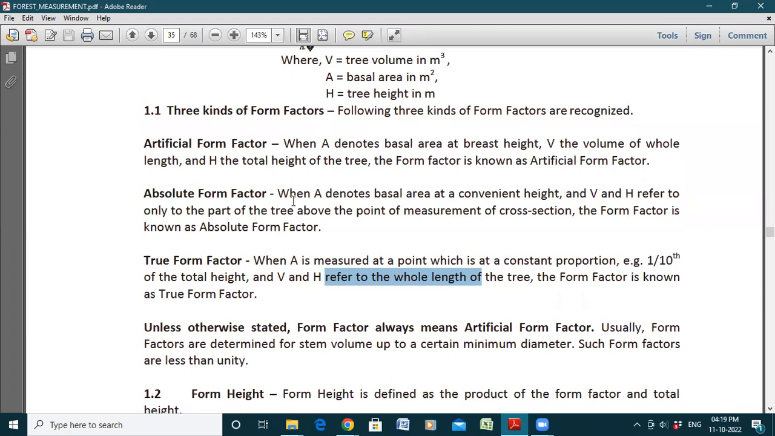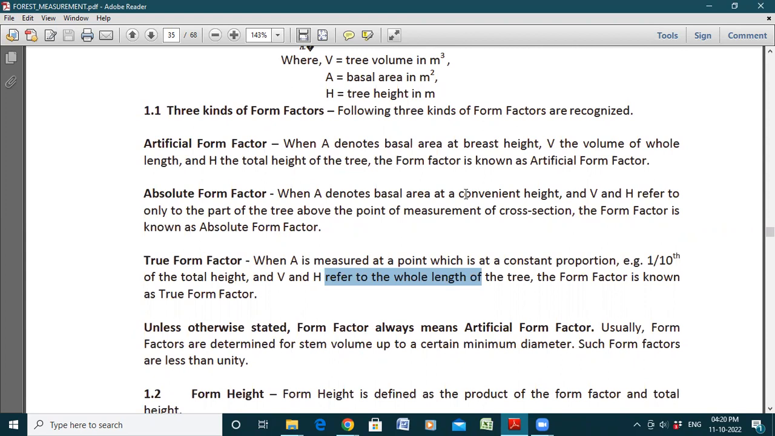Then absolute form factor means when A denotes the basal area at a convenient height. Okay, and V and H refer only to the part of the tree above the point of measurement of the cross section, and this time this form factor will become an absolute form factor. If we consider A at a convenient height, basal area at a convenient height, then this form factor will become absolute form factor.